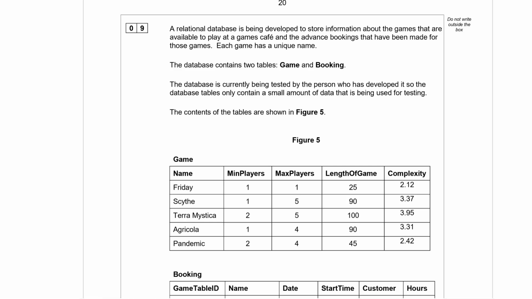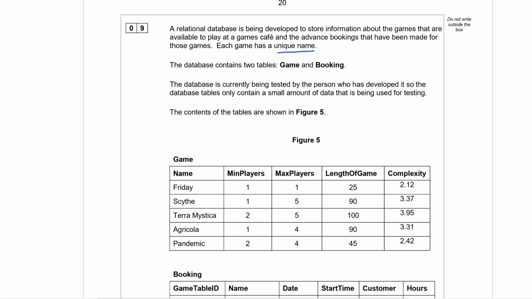So we've got a relational database being developed to store information about the games that are available to play at a games cafe and the advanced bookings that have been made for those games. Each game has a unique name. That could be important because that could be our primary key. It has two tables called game and booking.